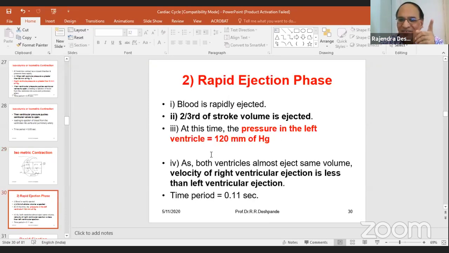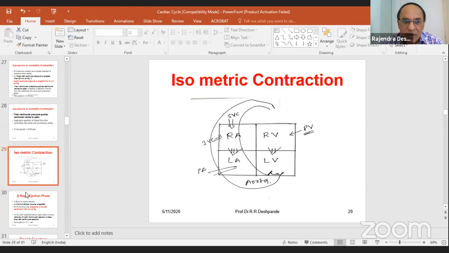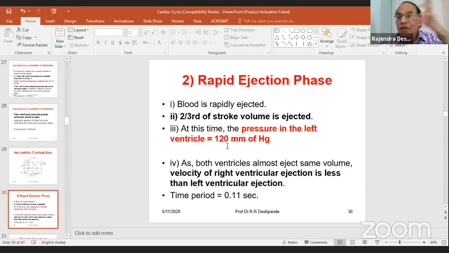Rapid ejection phase. Blood is rapidly ejected. Two-thirds of the stroke volume is ejected. At this time the pressure in the left ventricle rises from 80 to 120, boom, it is thrown out. As both ventricles almost eject the same volume, the velocity of right ventricle ejection is less than the left ventricular ejection. This event occurs in 0.11 seconds.